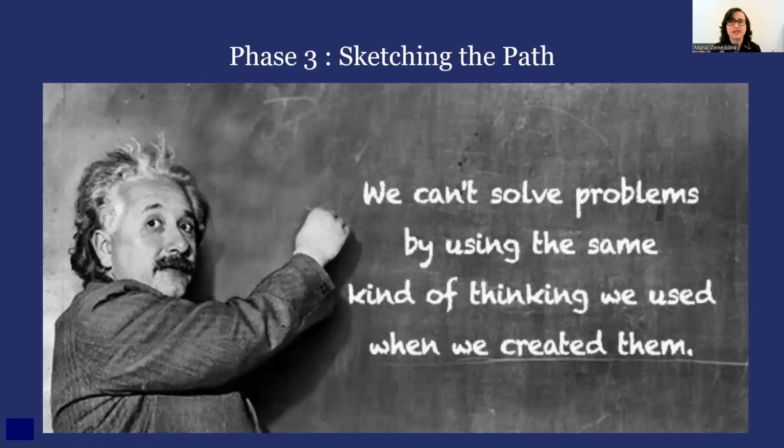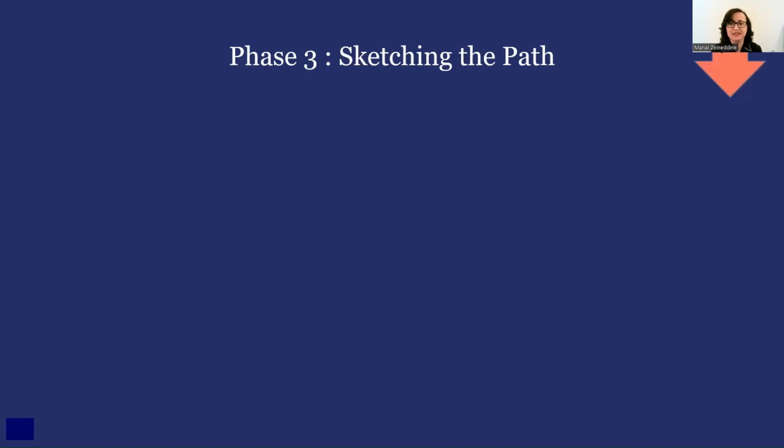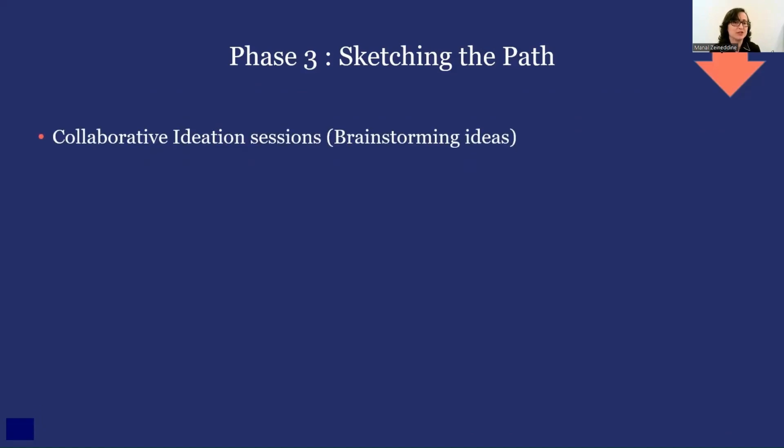And then phase three, you are sketching the path. And I always quote what Einstein says: we can't solve problems by using the same kind of thinking we used when we created them. That's why most of the time, we keep going in loops, and we are not reaching the desired outcome. For sketching the path, what do we need?